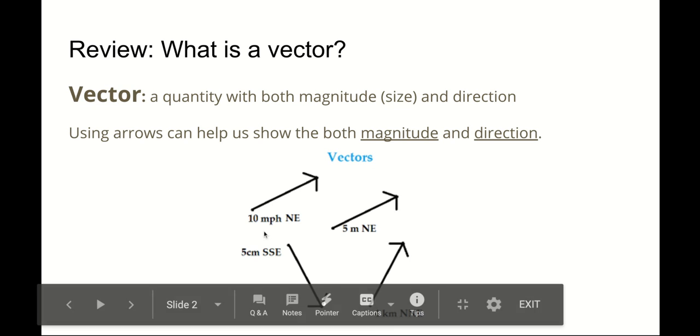So for example, we have 10 miles per hour northeast or 5 centimeters south-southeast.